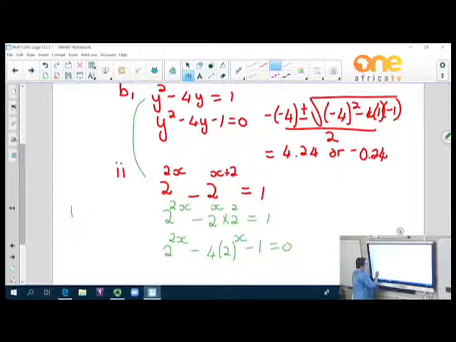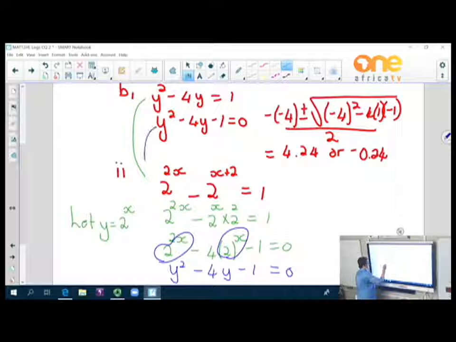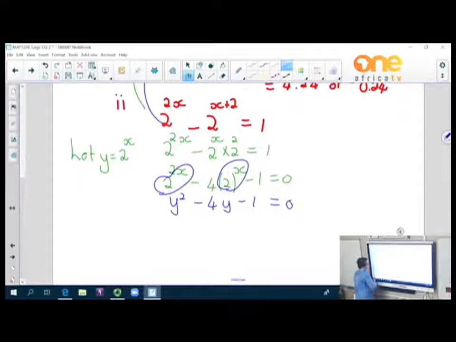So what we're going to say is let y is equal to 2 to the power of x. So if you look at that, this is y, so it means this is y squared. This is also y, so it means it is y squared minus 4y minus 1 is equal to 0. And now this equation is exactly this one. Can you see? So that means I can just use these values now to find my final value.